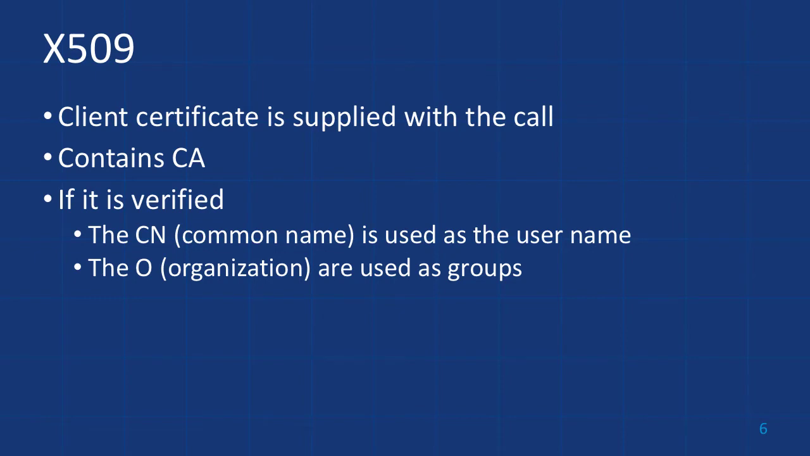As I mentioned, what we're going to do in our demo is create an X509 certificate, and then put it in a Kubernetes config file for a new user, and we're going to allow that user to authenticate. Later on, when we start talking about RBAC, we'll give that user some permissions. The X509 certificate is going to be supplied with the call, and it contains the certificate authority. If it's verified, the common name, the CN, is used as the username, and the O is used as the groups.